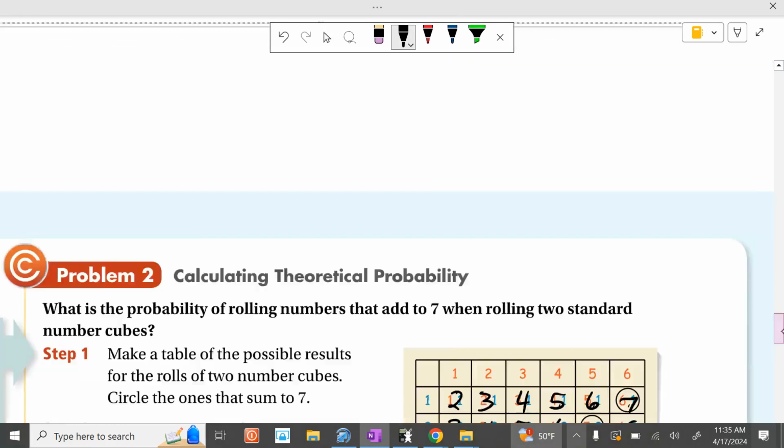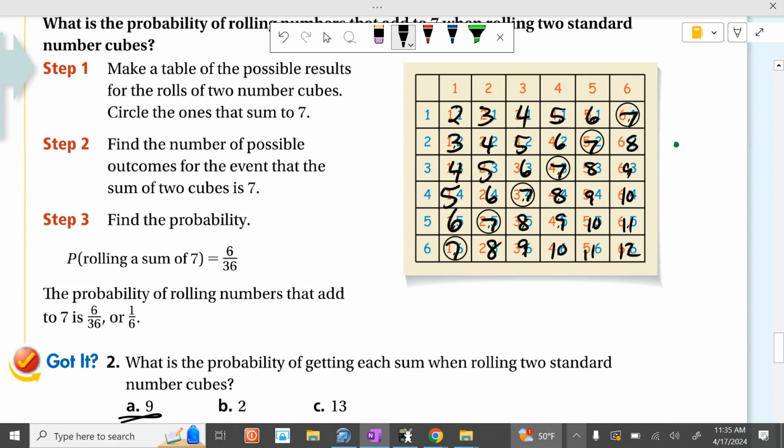what's the probability of rolling a sum of 9? If you have 2 dice and you roll them, what's the probability of getting a sum of 9? 4 out of 36, which is a 1 out of 9 chance. What's the probability of rolling 2? 1 out of 36, because there's only 1 chance. What about a 13? 0 out of 36, which is a 0 chance because you can't add up to 13 on dice. Okay.